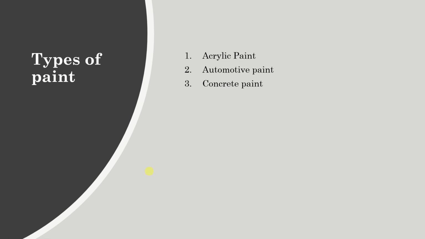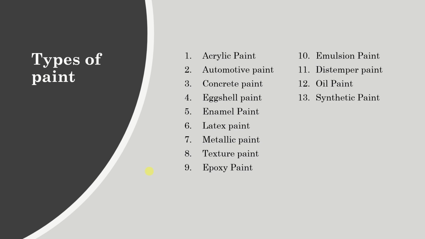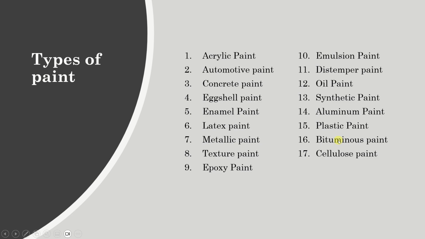Types of paint: acrylic paint, automotive paint, concrete paint, eggshell paint, enamel paint, latex paint, metallic paint, texture paint, epoxy paint, emulsion paint, distemper paint, oil paint, synthetic paint, aluminum paint, plastic paint, bituminous paint, cellulose paint, anti-corrosive paint. Let us see all of them in a detailed manner.